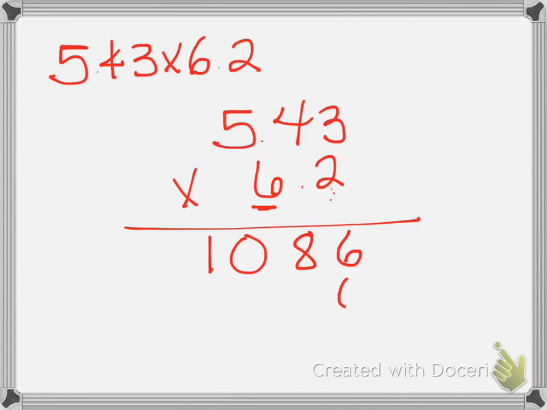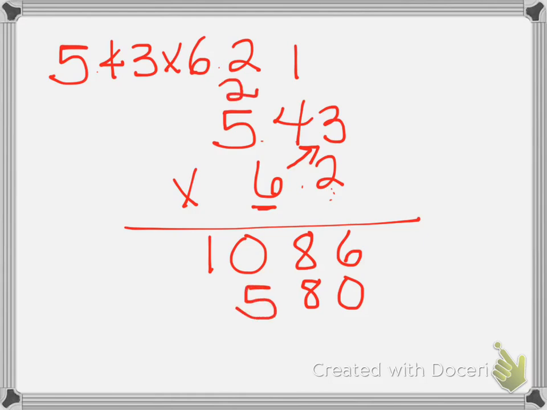Okay, now I go to the next number, the 6 here. I have to put a place value 0 to keep my position. 6 times 3 is 18. Carry the 1. 6 times 4 is 24. Plus 1, 25.